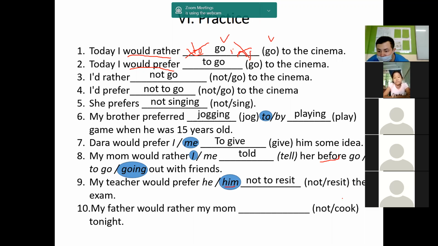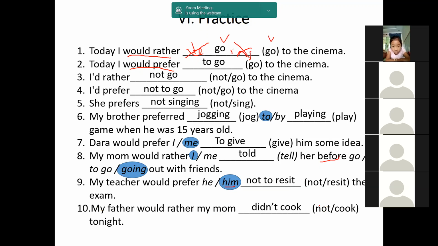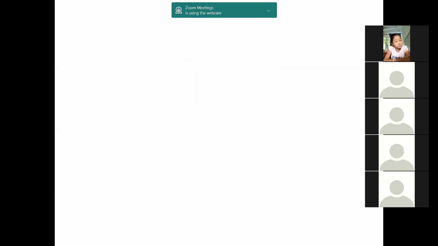Number 10. Narat. My father would rather my mom did not cook tonight. Yeah, my father would rather my mom, and then plus past simple, right? So for the negative we need "did" to have "didn't cook tonight." Okay, good. My father would rather my mom didn't cook tonight. Okay, nice. So that's it for this lesson as well.